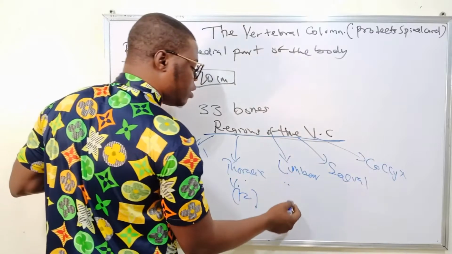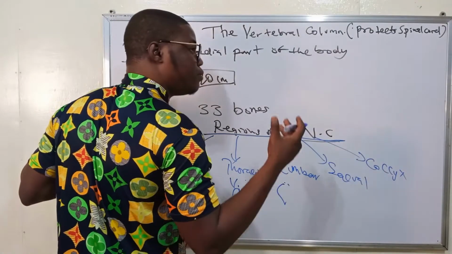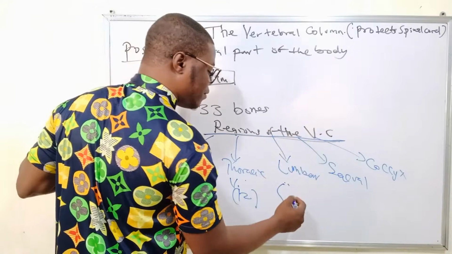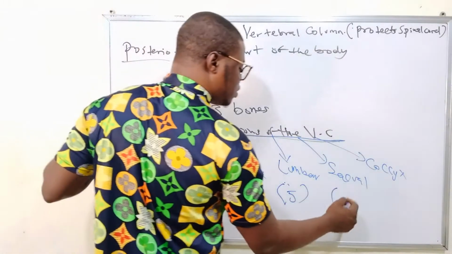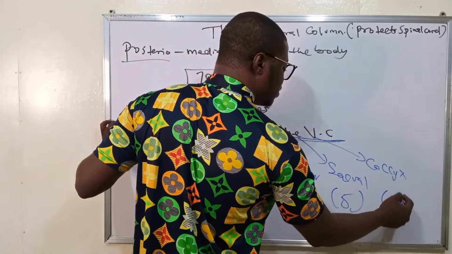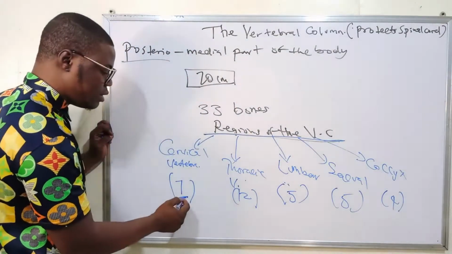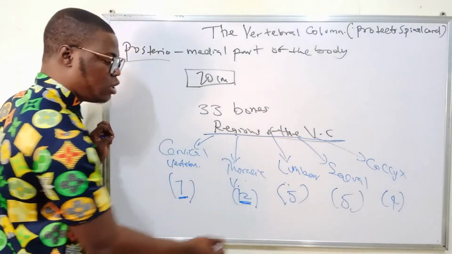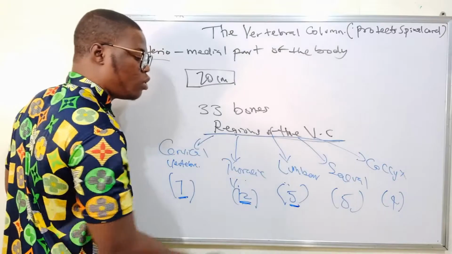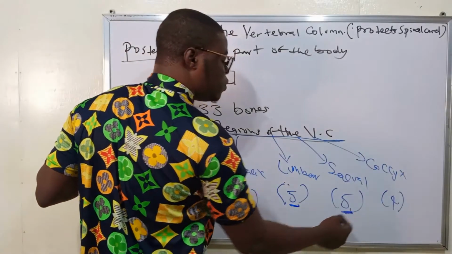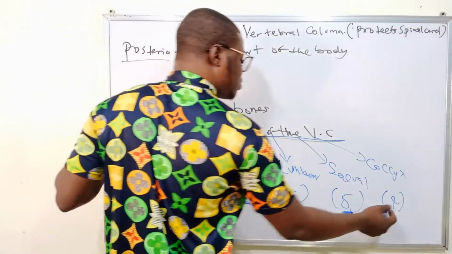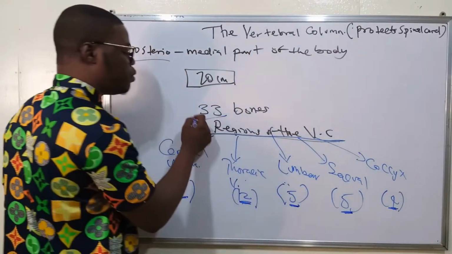And then for the lumbar, we have 5. And then the sacral is 5, while the coccyx is 4. Now, 7 plus 12 is going to give you 19. So 19 plus 5 will give you 24. So 24 plus 5 is going to give you 29. And then 29 plus 4 will give you 33 bones.